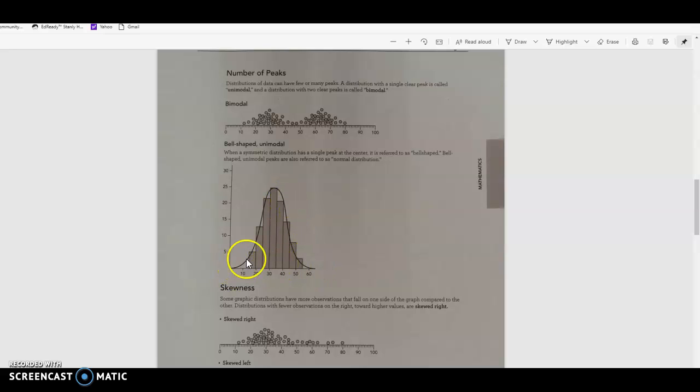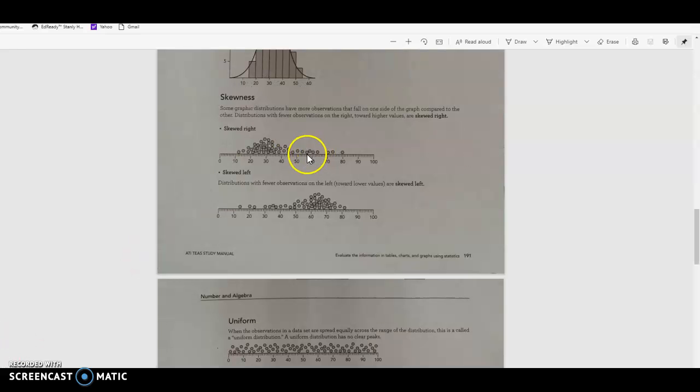Like you can see in this bar graph, if we drew a line going from the bottom all the way up to the top, and then it comes back down, this would be what we call a bell-shaped curve because it's a normal distribution. In some graphs, when you graph the distributions, they have more observations that fall on one side of the graph compared to the other. Distributions with fewer observations on the right, towards the higher values, are called skewed right because you have fewer high values on the right. But when it's skewed left, it's just the opposite. You have most of your observations on the right and very few on the left, towards the lower values. So these are considered to be skewed left.